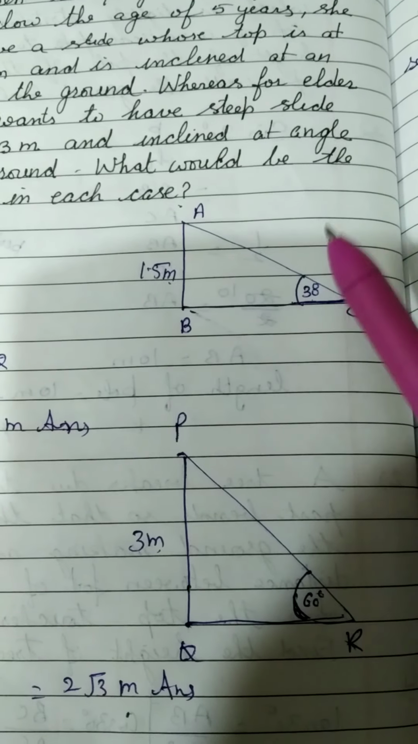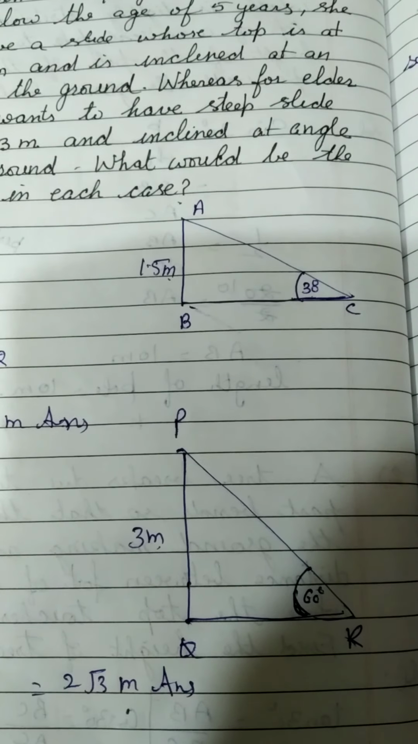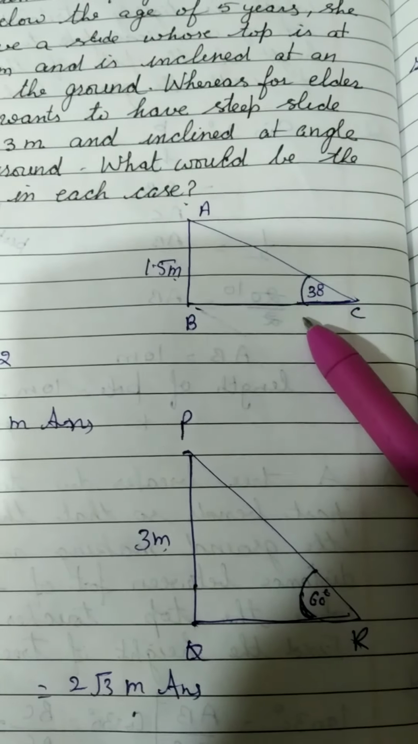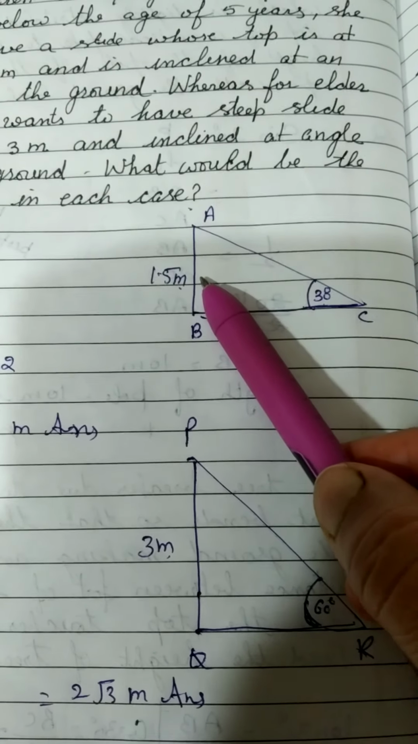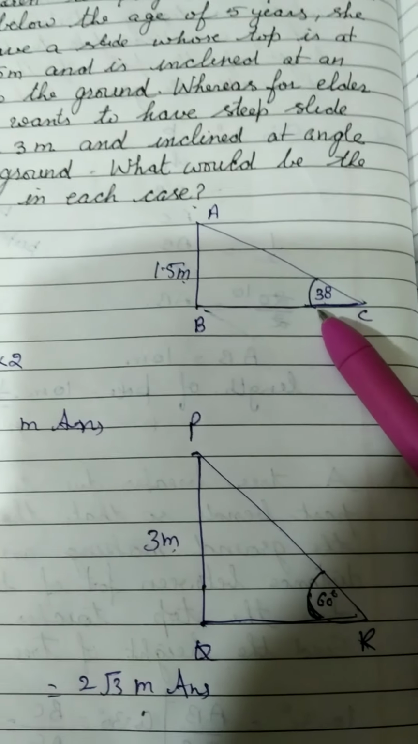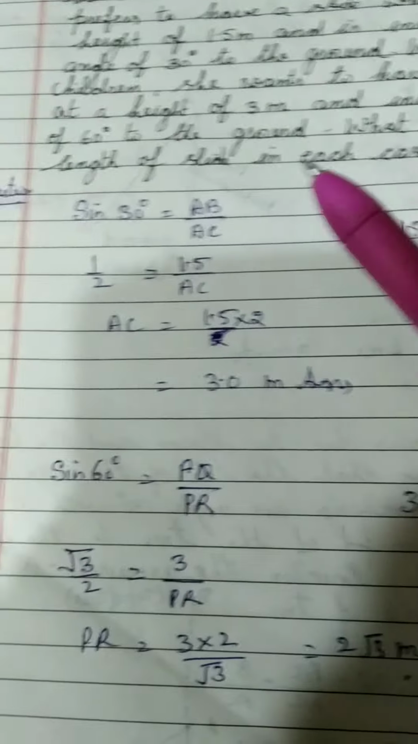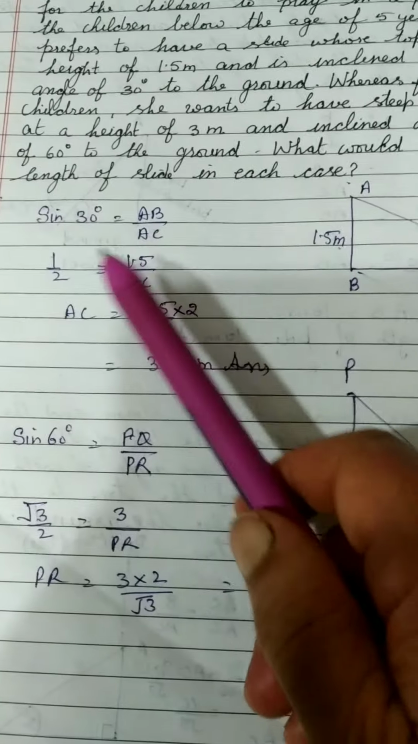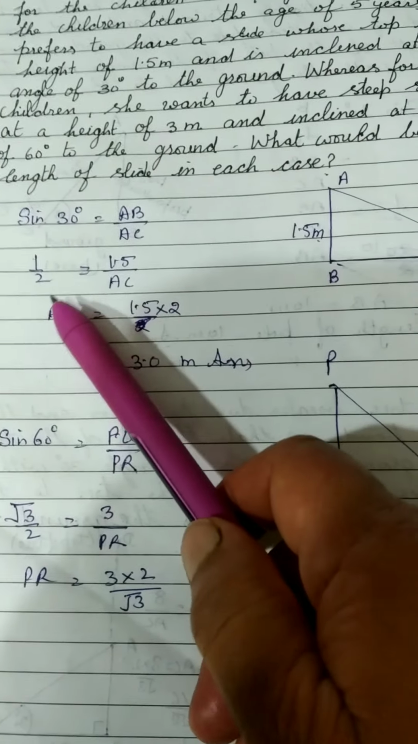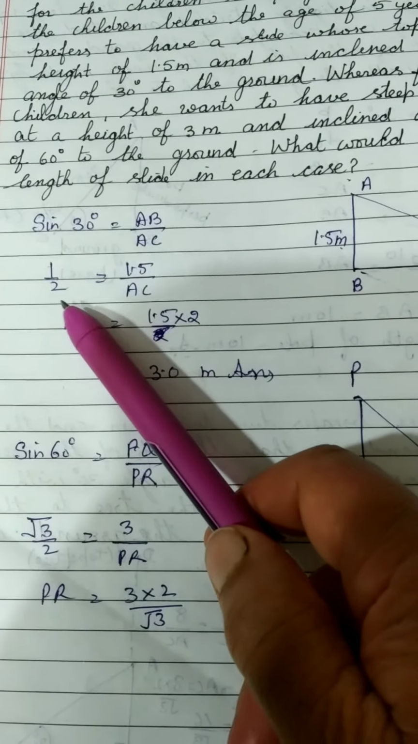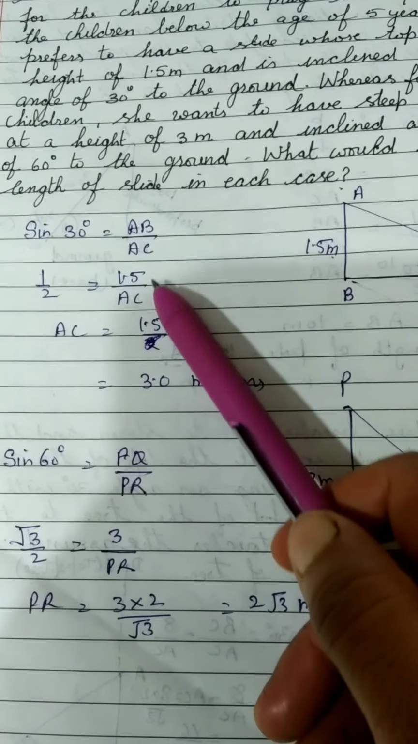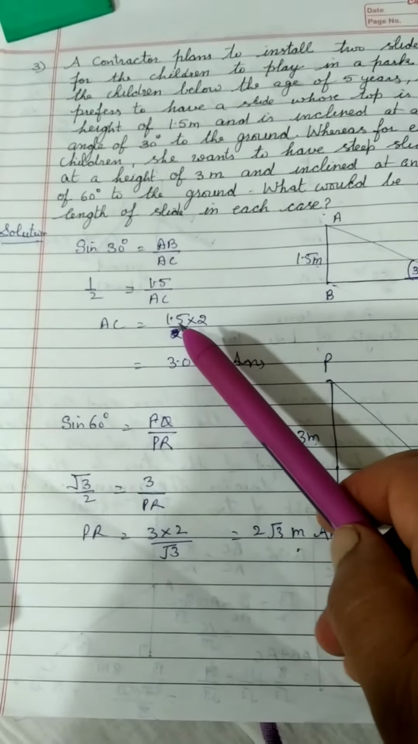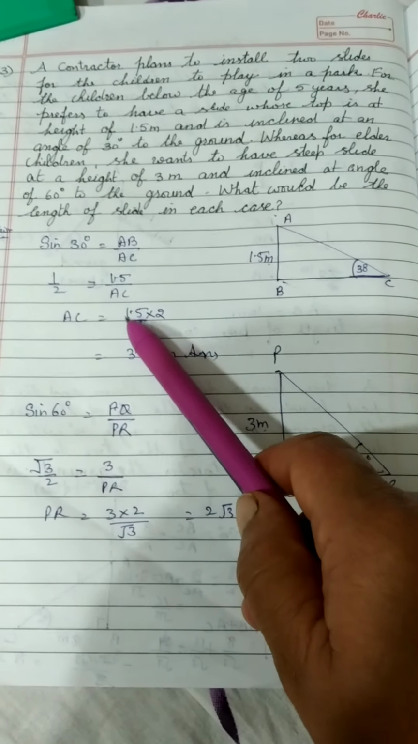Perpendicular upon hypotenuse is the sine of an angle and the base angle is 30. Therefore here perpendicular upon hypotenuse will be equal to sine 30. Now we use sine 30 is equal to AB upon AC. We put the value. Sine 30 is 1 by 2. AB is 1.5 upon AC. From here we get the value of AC.